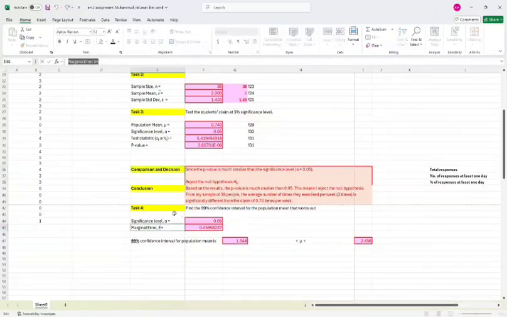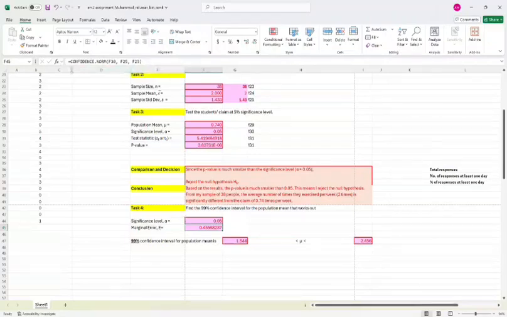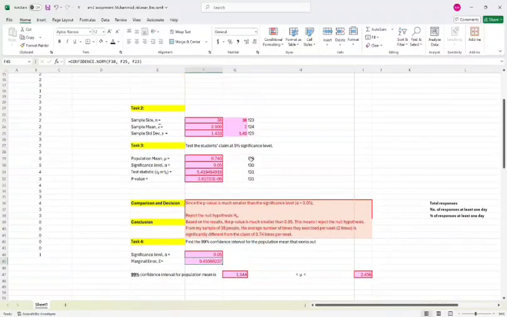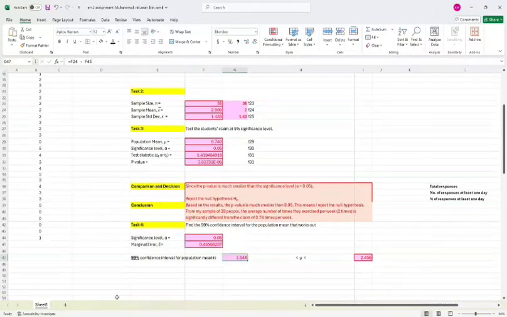Okay, for task 4, the margin of error is calculated by this formula, where the confidence level, the significance level, the standard deviation, and the sample size are used. For the confidence interval of the population mean, we take the sample mean minus the margin of error E, and for the upper bound it is the same formula but plus.